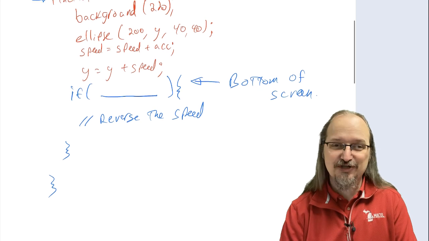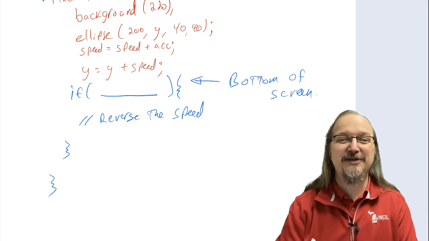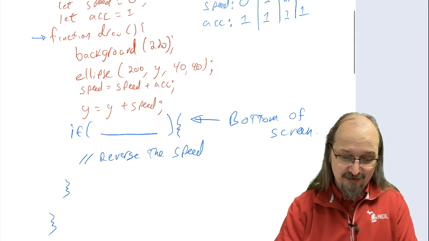So you're going to reverse the speed. So how do you do that? You have to think a little bit. You should be able to make it reverse the speed when it gets to the bottom. So far so good? That's it. This is the entirety of your code.